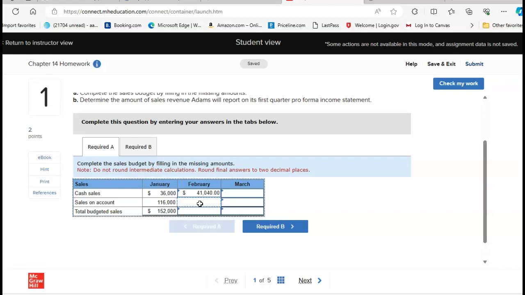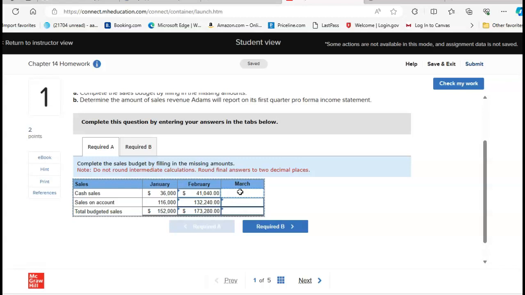Sales on account, 116,000 times 1.14, that'll get us 132,240. Add those two together, 41,040 plus the 132,240. It gives us total budget sales for the month of February, $173,280. Now your March sales will represent a 14% increase from the previous month, which was February.